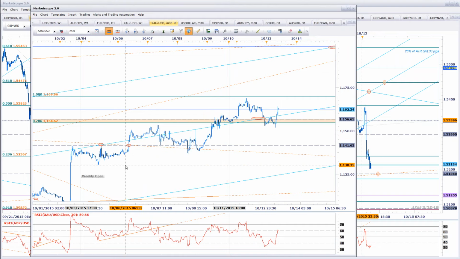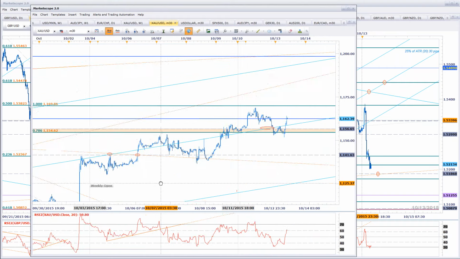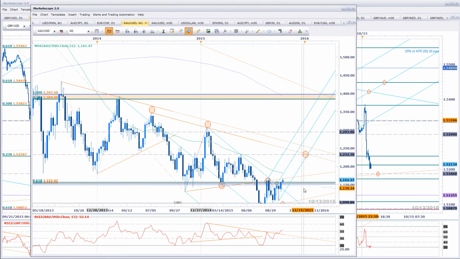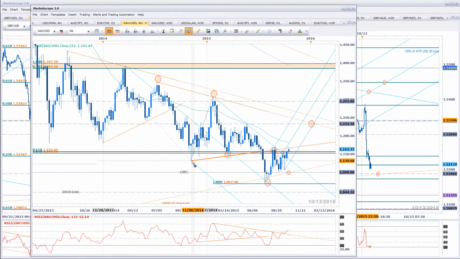We talked about this for the last 2 weeks on the long side, but now we're at a major resistance. Remember the weekly chart that we're talking about? This is former support off of the 2014 lows, now resistance. You have the upper median line, or the median line off the lows, just higher from where we are right now.